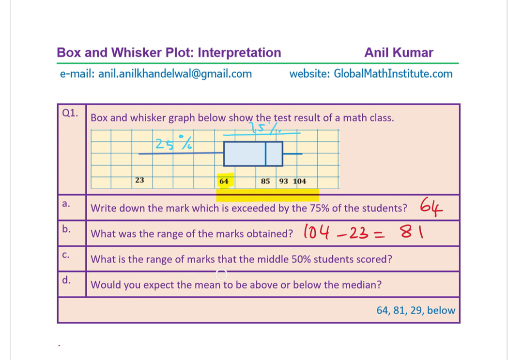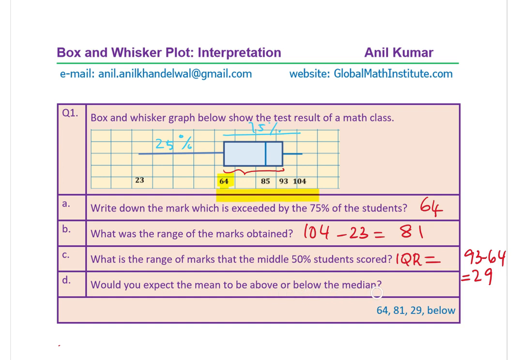What is the range of the marks that the middle 50% of students score? Now, the middle 50% is this. So we really are interested in finding the IQR, the interquartile range, correct? So this is 93 minus 64, which gives you 29. So that becomes 29.